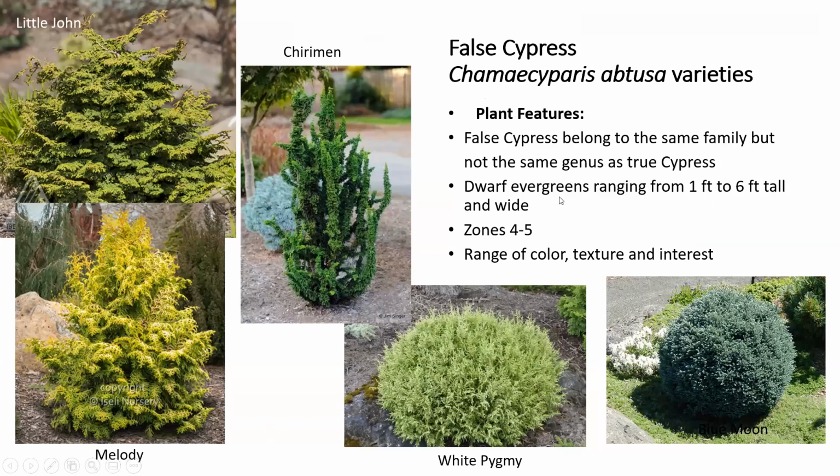So first, here we have examples of false cypress. You'll see so many different textures and colors. When we talk about dwarf evergreens, we are really talking about ranging from 1 to 6 feet tall and in width. So those would be exceptional for adding to the landscape and not overwhelming your landscape as well.